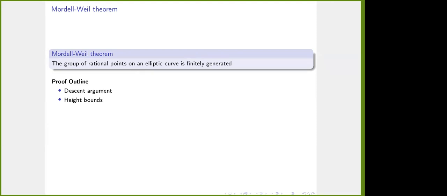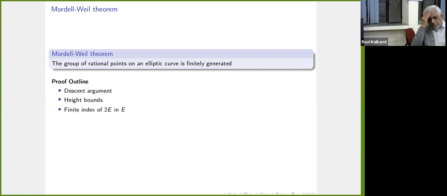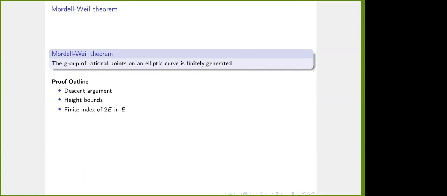Obviously for a descent you need some notion of a bound of some quantity which is decreasing. So we'll call that the height. So we will use height bounds, and the heart of the proof is actually showing that, E is the elliptic curve, and you can think of 2E as the doubling of the group, and we have to show that 2E has finite index in it. So this is the main essence, the main part of the proof.